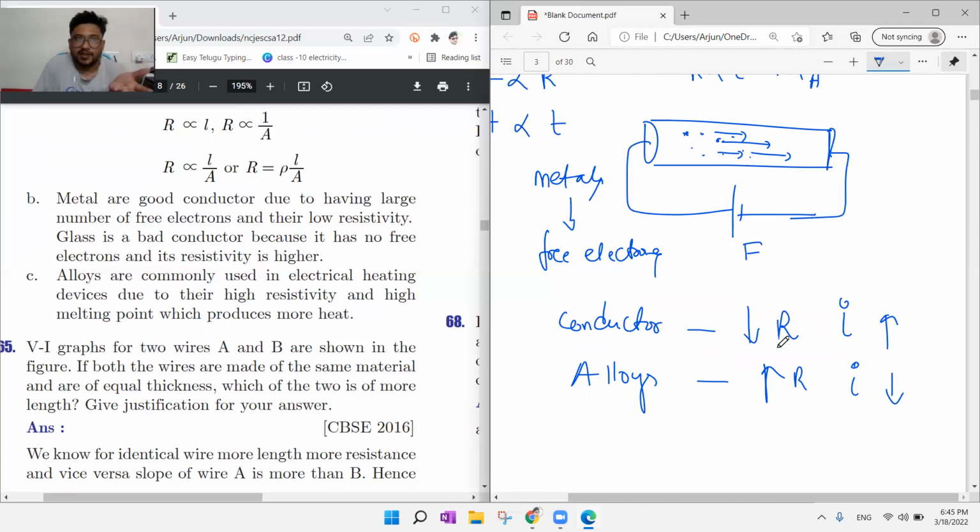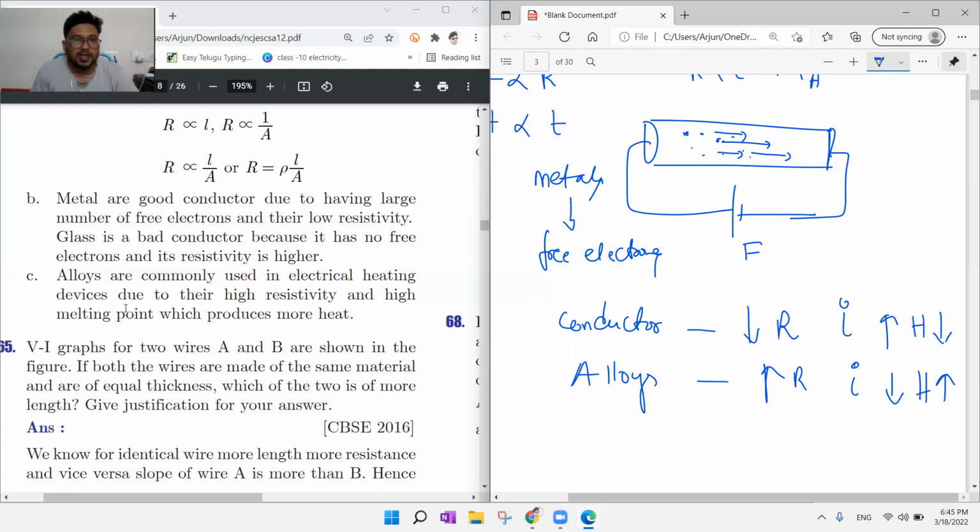In a conductor, because of least resistance, current is passed very easily and heat is not generated. Heat will be less. In alloys, because of resistance, because of less amount of current, it will be opposing current, so that a huge amount of heat is generated. That is the concept we have to understand. So here, C question.